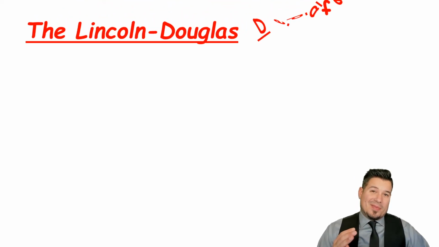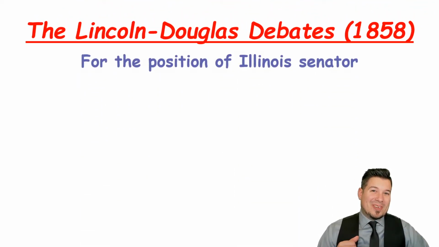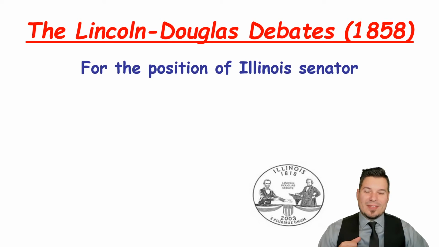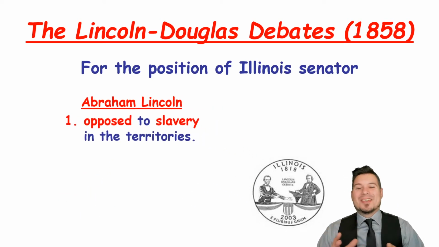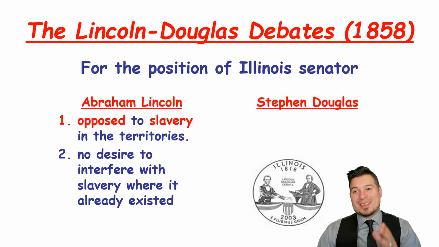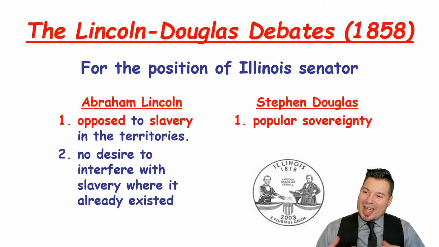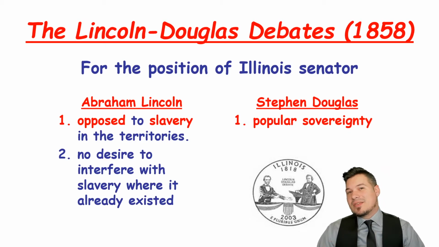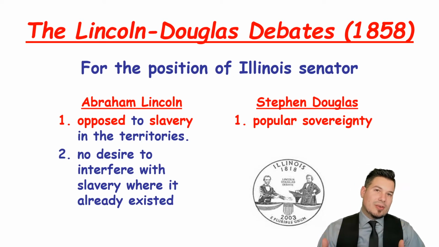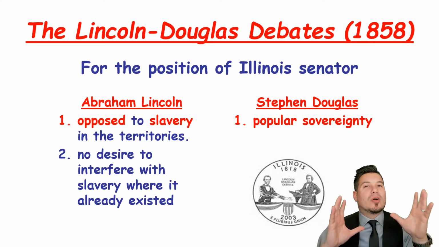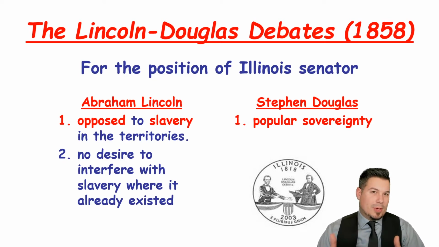So, what comes out of Lincoln going for the Senate seat in Illinois in 1858? Why, the very famous Lincoln-Douglas debates for the position of Illinois Senator. Abraham Lincoln, who was opposed to slavery spreading in the territories, goes up against Stephen Douglas, the guy who invented popular sovereignty. Let the people decide. Now, this series of debates is just a sample of what was going on around the country, of people's different thoughts.